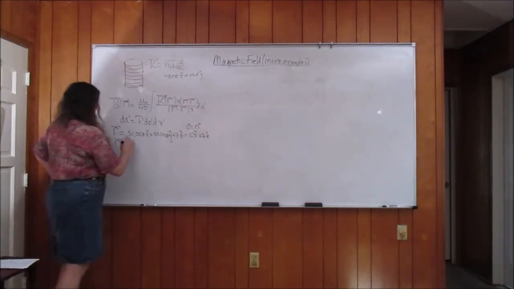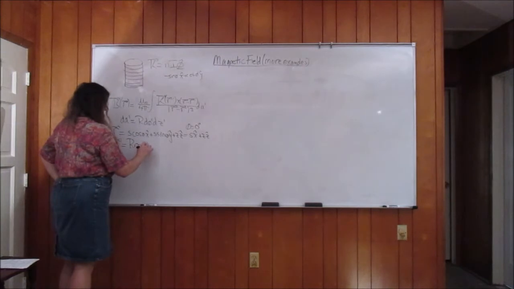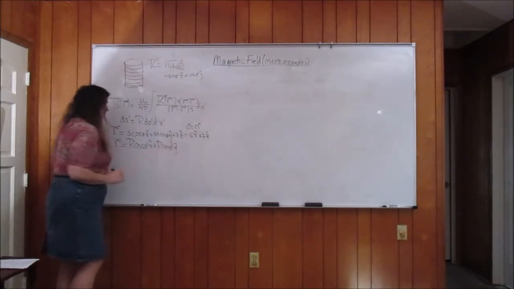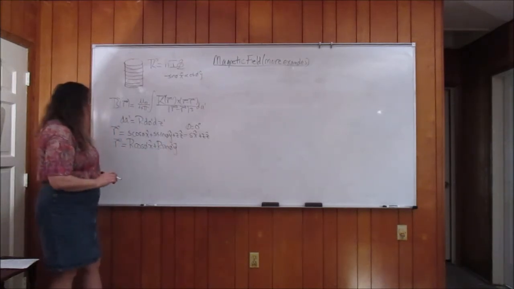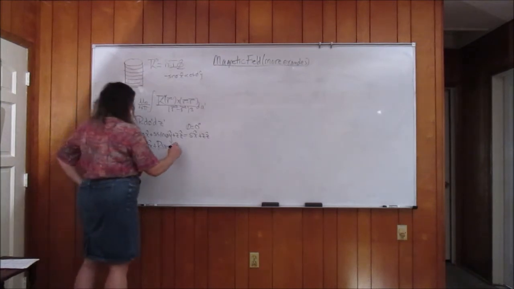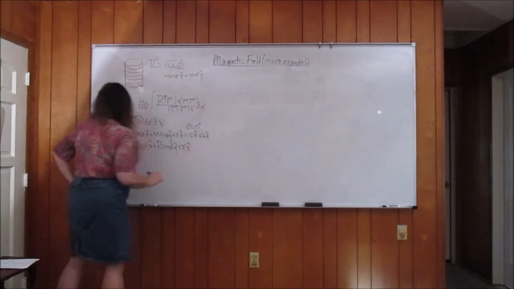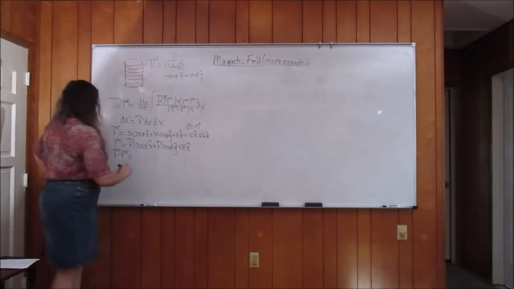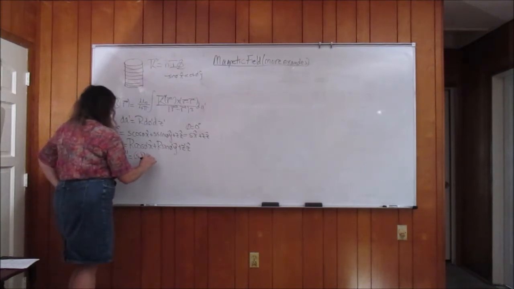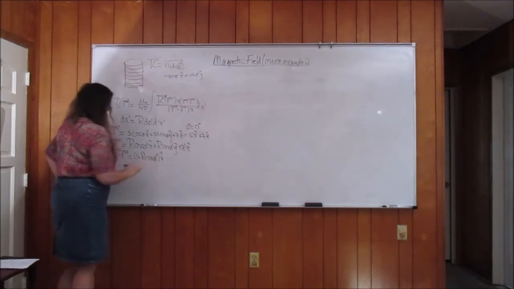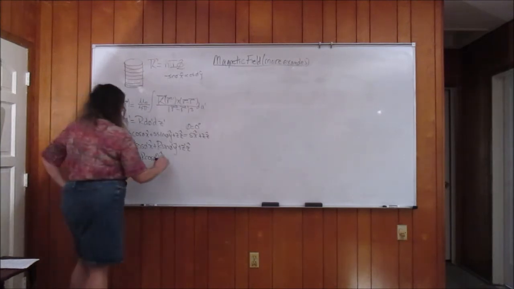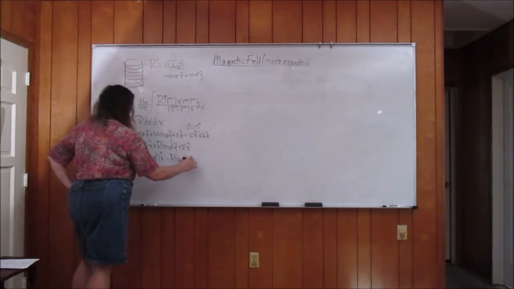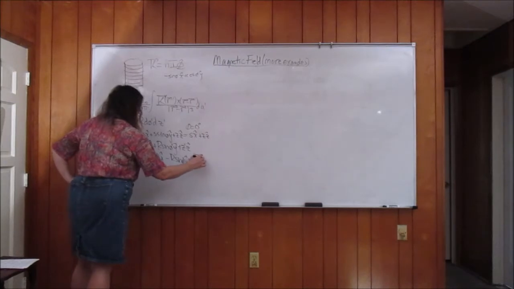R prime, that's just the radius of the solenoid, times cosine phi prime x direction plus radius of solenoid sine phi prime y direction plus z prime z direction. Separation vector then is s minus r cosine phi prime x direction minus r sine phi prime y direction plus z minus z prime z direction.